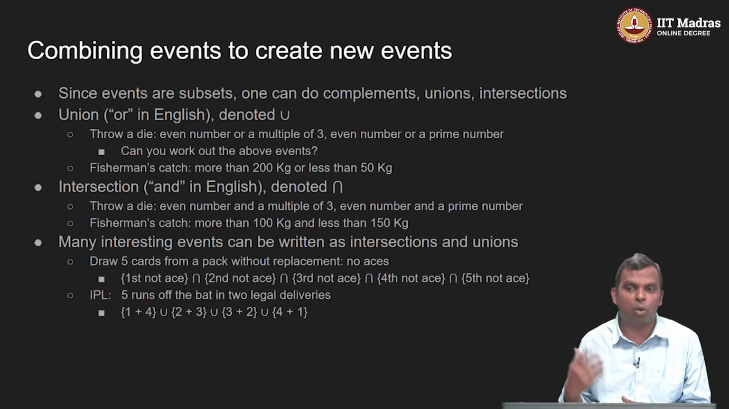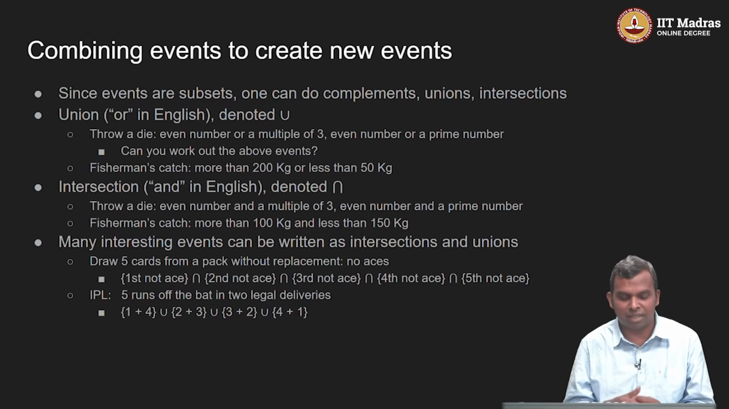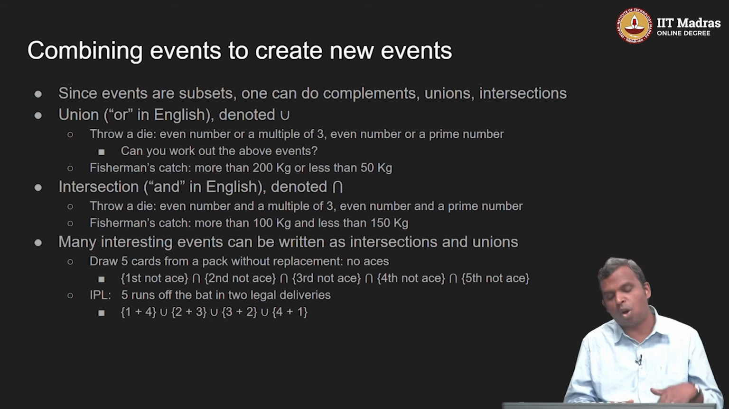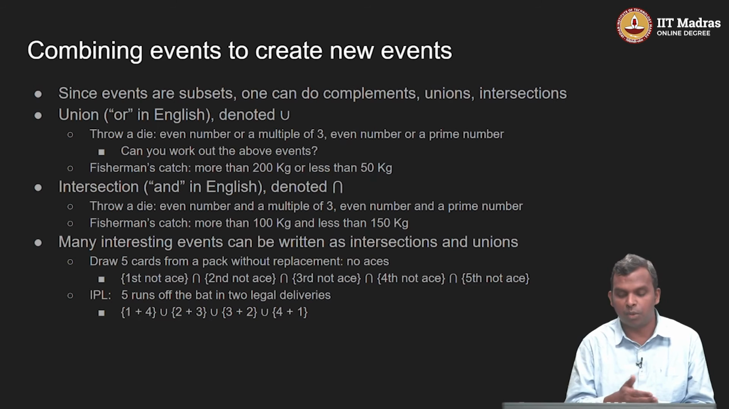Of course, if you add overthrows, it could be 5 plus 0 and 0 plus 5, because you can get 5 runs with overthrows, okay? So it just becomes more interesting. So that's another way of looking at how 5 runs could be got off the bat in 2 legal deliveries, and you see how union shows up here as opposed to intersection in the previous example of aces. No aces here. 5 runs off the bat. It could be 1 plus 4, or it could be 2 plus 3, or it could be 3 plus 2, or it could be 4 plus 1, and then you have this union of these 4 events.